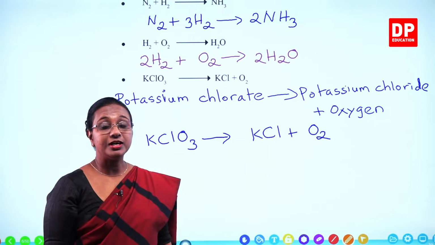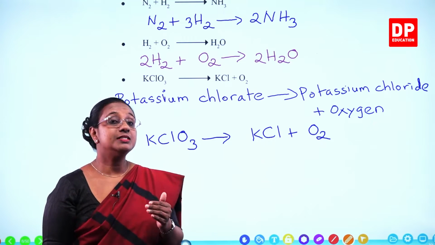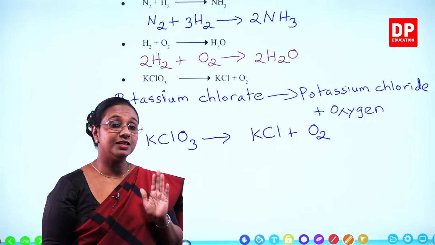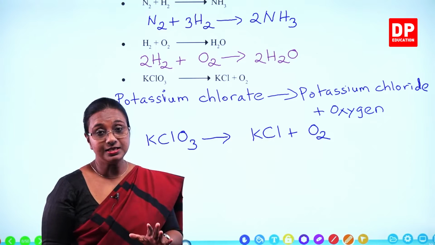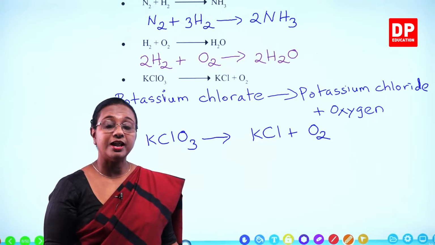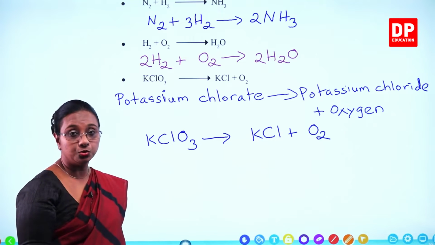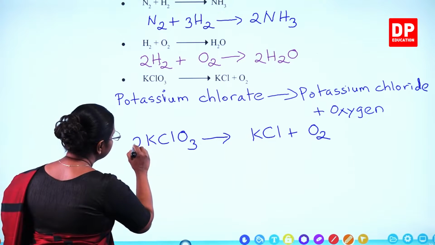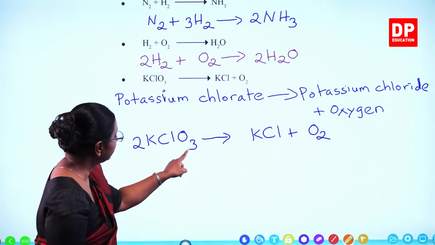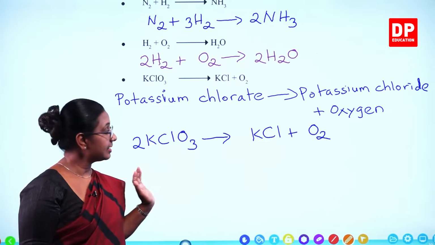Then what do we need to consider? We need to have a total of 6 oxygen atoms, 2 and 3. To balance that, we consider the least common multiple, 6. So there needs to be 6 oxygen atoms. How can we do that? We need to multiply this by 2. So if we write a coefficient in front of potassium chlorate, that means 2 into 3, there are 6 oxygen atoms on the reactant side.